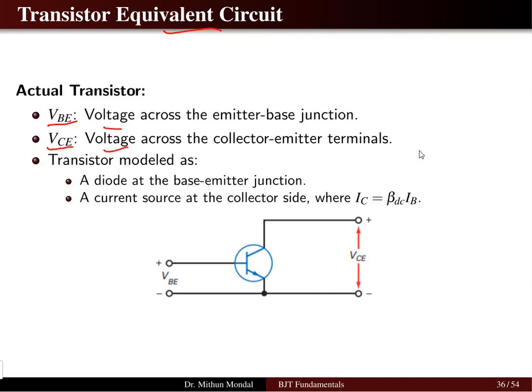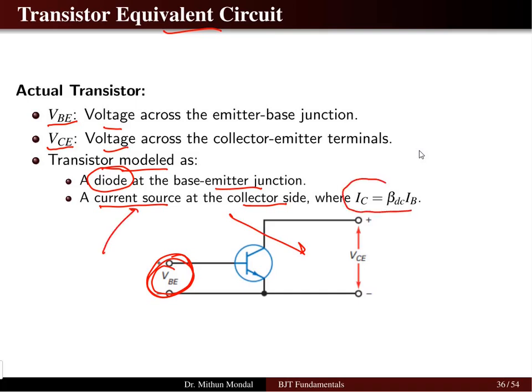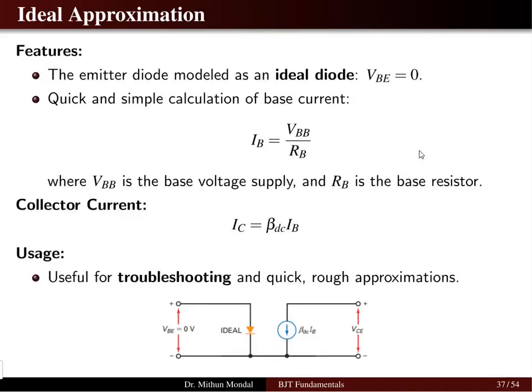Both will have their own voltage, and the transistor will be modeled as a diode in the base emitter junction. So when we talk about the base emitter junction, this will be represented by a diode, and the current source will be represented at the collector side. So this is the collector side, which will be represented by a current source, and the collector current is given by beta into IB. This we can see in the circuit where you have the diode here in the base emitter junction and the current source, which is given by beta into IB, in the collector region.